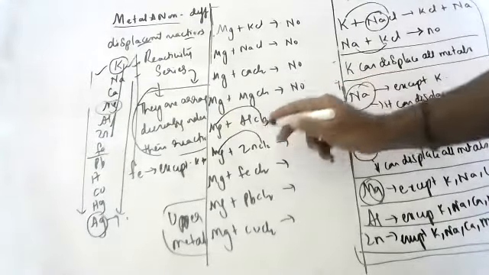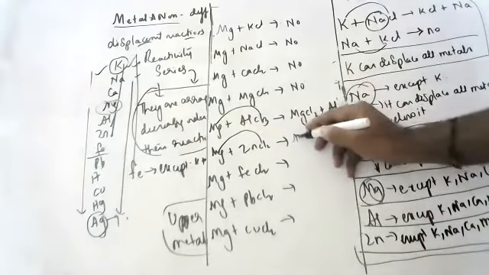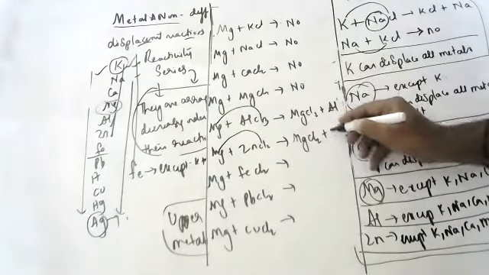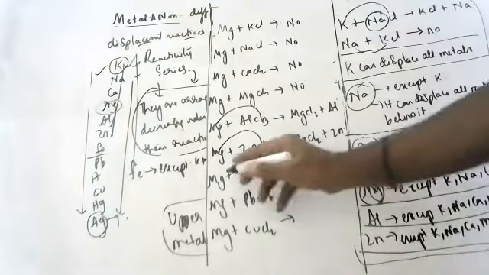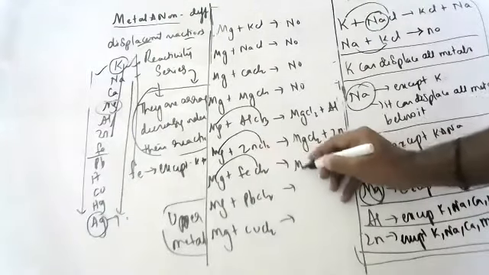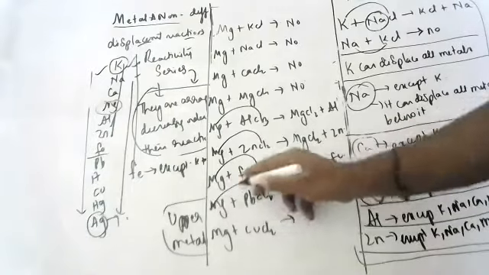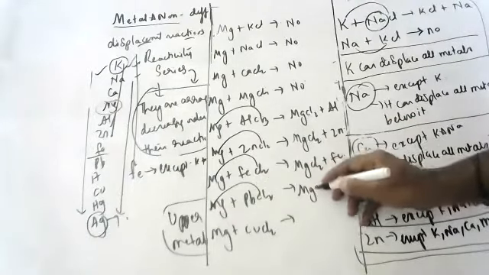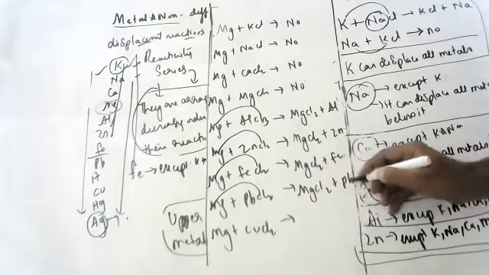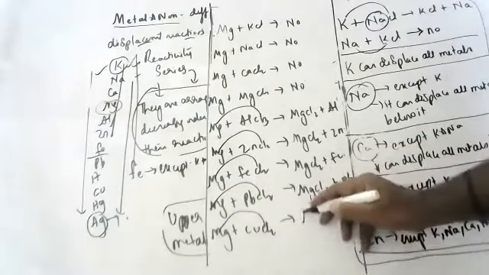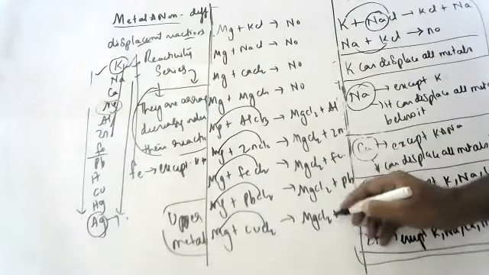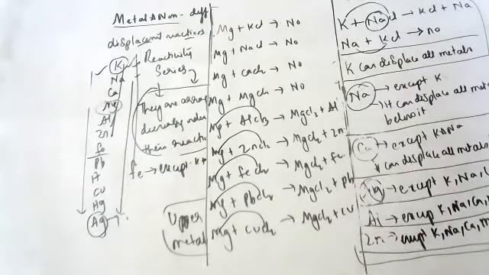Rishikesh, what is the reaction here? Sir, MgCl2 plus Zn. Raghuram, what is the reaction here? MgCl2 plus Fe, sir. Pravalika, what is the reaction here? MgCl2 plus Pb. Surya, what is the reaction here? Sir, MgCl2 plus Cu.